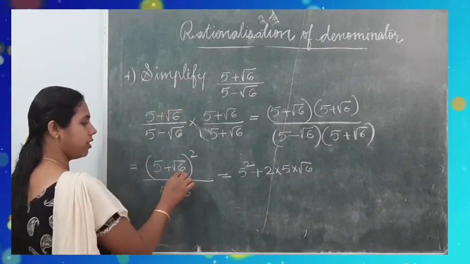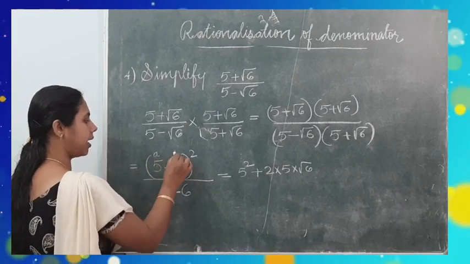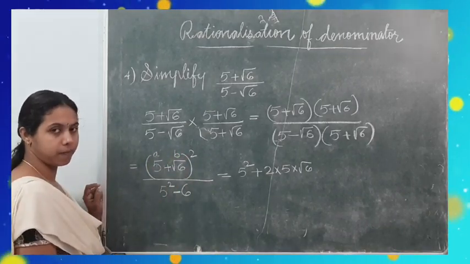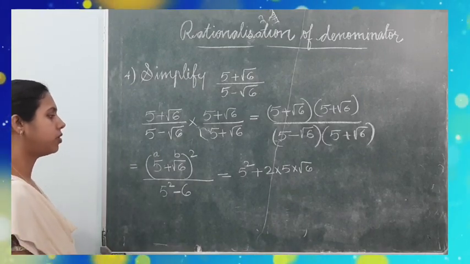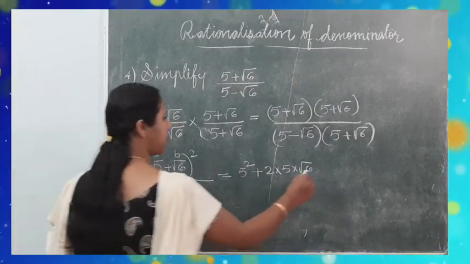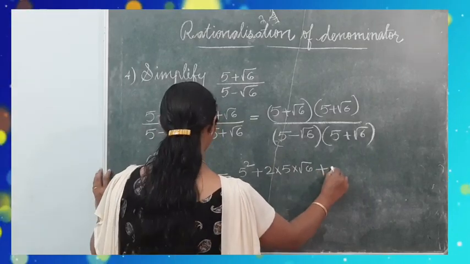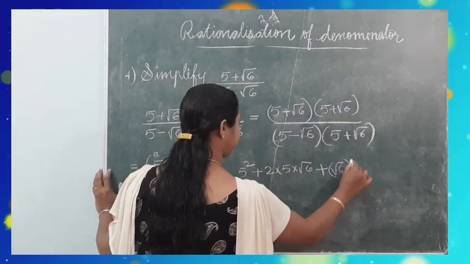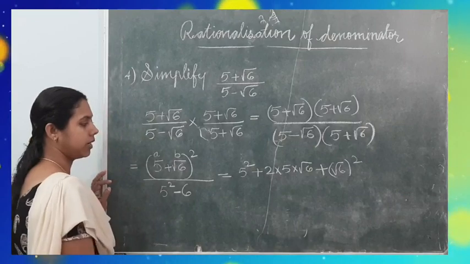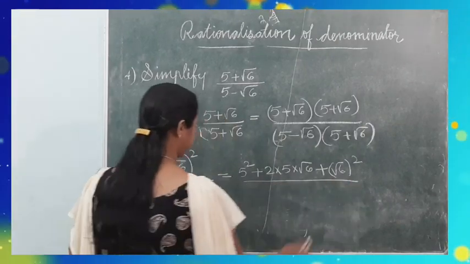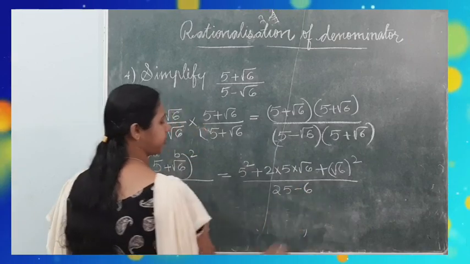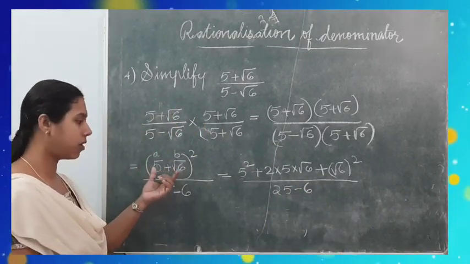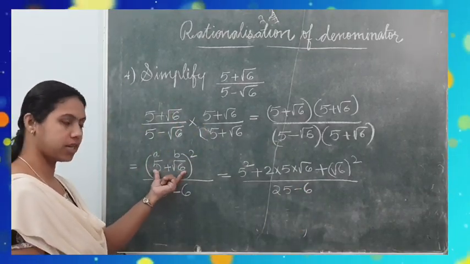2 into 5 into root 6. This is a and this is b. So 5 square plus 2 into 5 into root 6 plus root 6 whole square divided by 25 minus 6. I'll repeat once more.